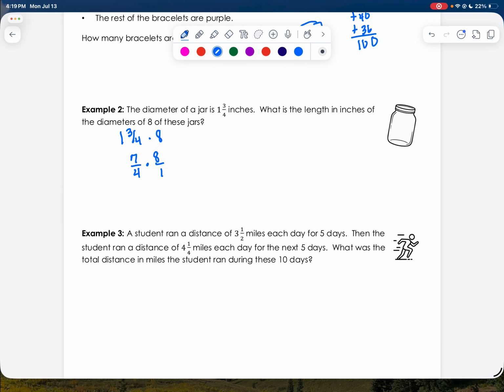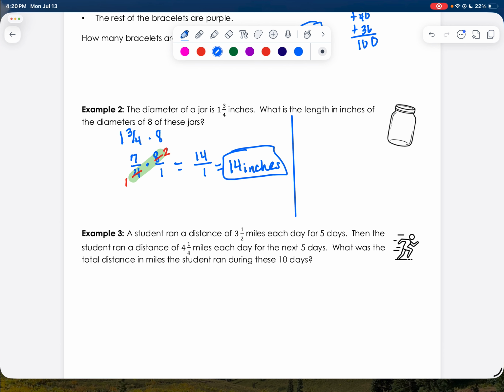Now, there's a shortcut we can use here called cross-canceling. If you look at your diagonal here, 4 and 8 have a common factor of 4. So 4 divided by 4 is 1, and 8 divided by 4 is 2. So now I can multiply across. 7 times 2 is 14. And in the denominator, 1 times 1 is 1. So that would be 14 inches.